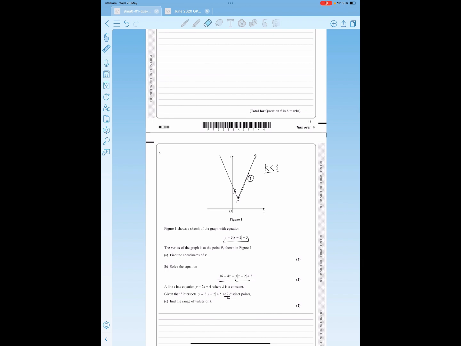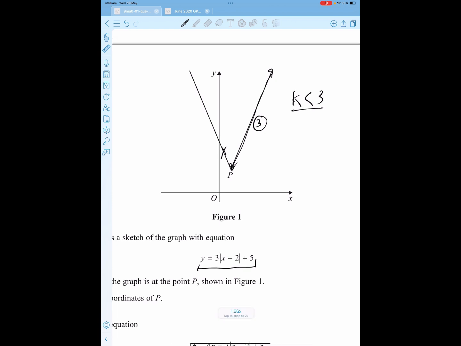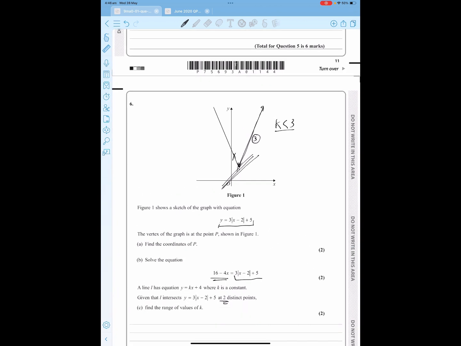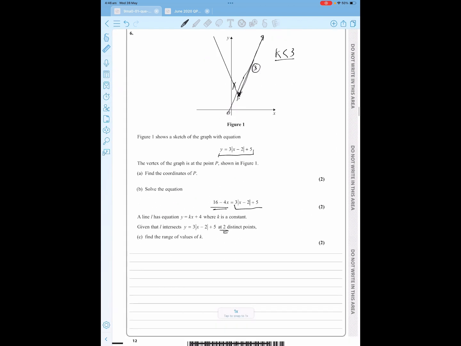But for the second part, we have to say that the gradient of this line has to be greater than whatever the gradient is at P. So let's say the gradient was this. This is all less than P, and there's no point of intersection. So we need to find the value of k at P, and we have to specify that the gradient has to be greater than this for there to be an intersection.